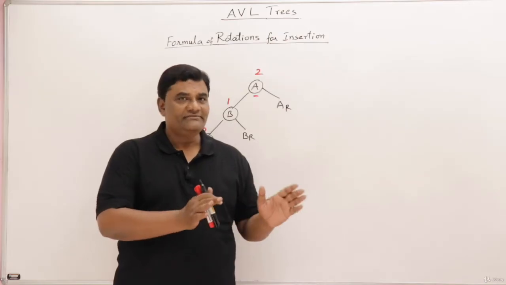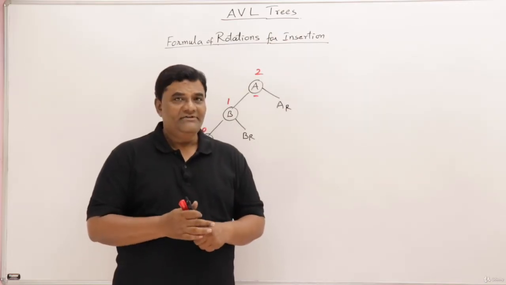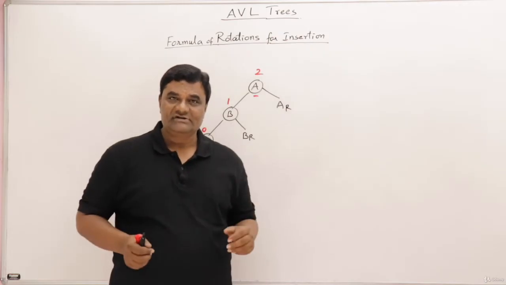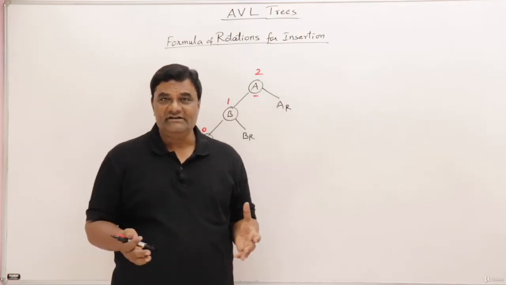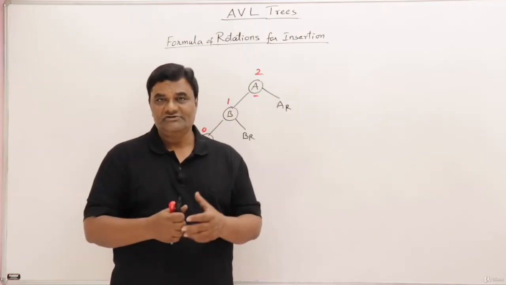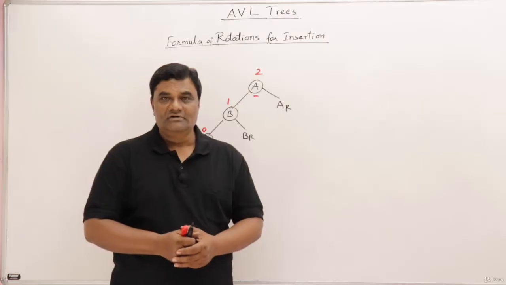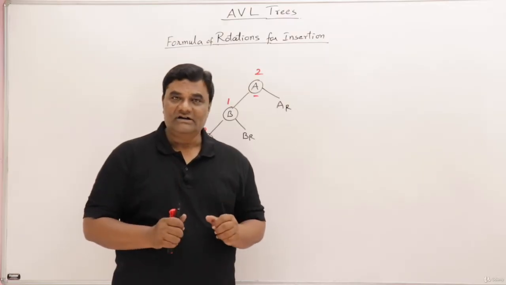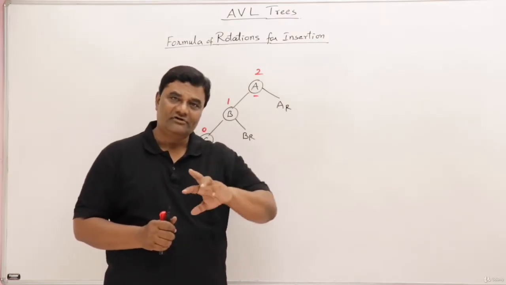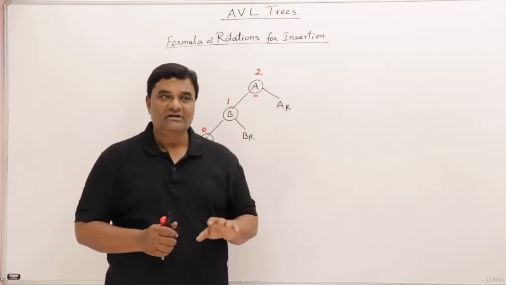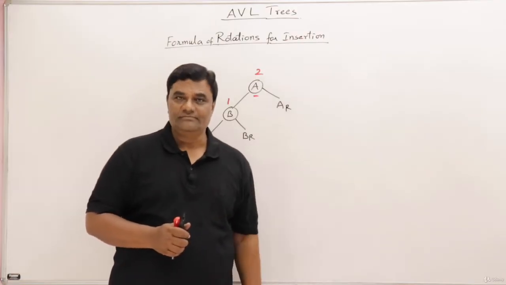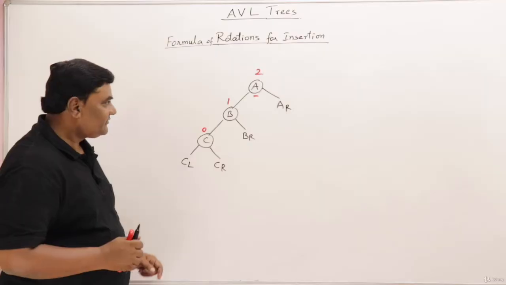So we have already seen 4 rotations. We have seen them upon only 3 nodes. If there are many nodes in a tree, then how should rotation be performed? For that we will look at a formula. I'll show you only 2 formulas, one for LL rotation, then LR rotation. The same thing applies for the other 2. Let us look at the first rotation.